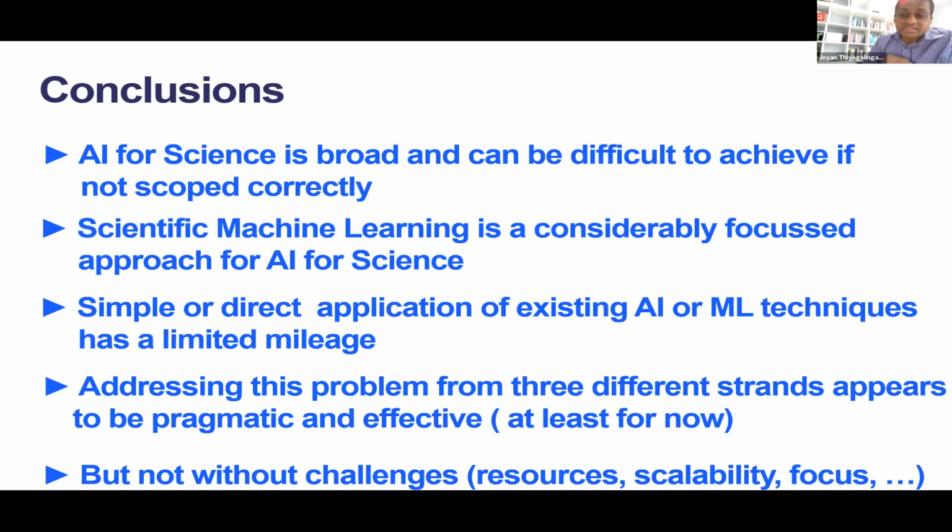And scientific machine learning is a considerably focused approach for doing this area for science. And the real lesson we had within the first 6 months or so is basically, of course we knew this to a certain extent before, that the simple and direct application of existing AI or machine learning or signal processing techniques doesn't really work. It always has limited mileage in terms of what we can really offer. Addressing this problem from different strands appears to be pragmatic and effective, at least for now. But it's not without challenges.